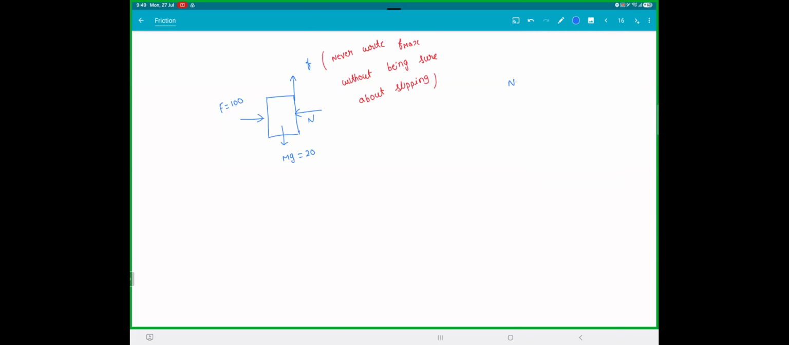Perfect. What is the normal reaction? 100. What is Fs max? This is different from F, which I wrote. Fs max is mu s into N, which was 0.4 into 100, which was 40 newtons. So friction is saying, boss, if you give me 40 newtons, then I'll slip. But here, the mg is only 20. So we need only 20 newtons to stop slipping.